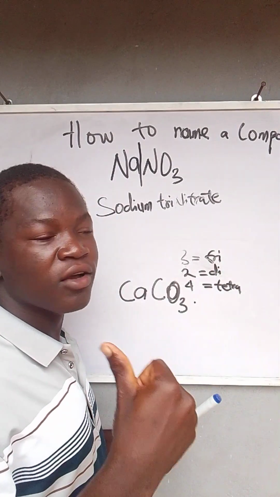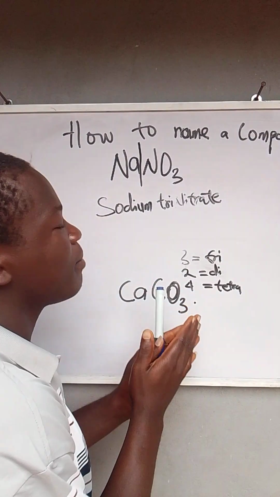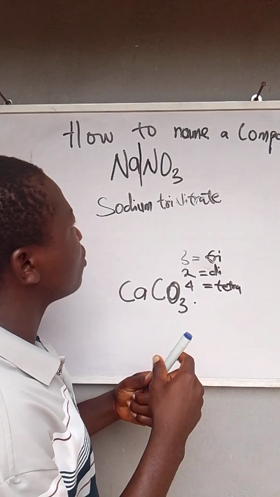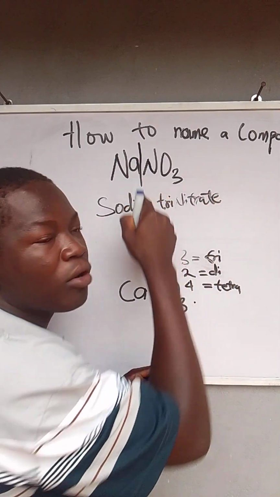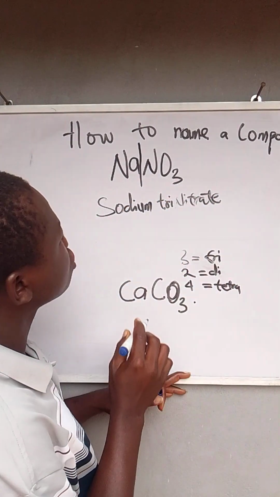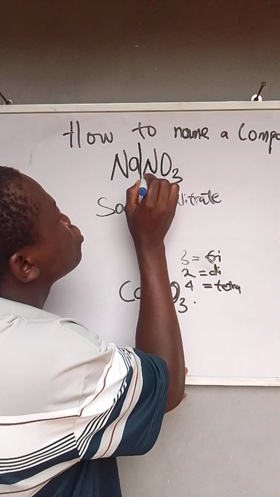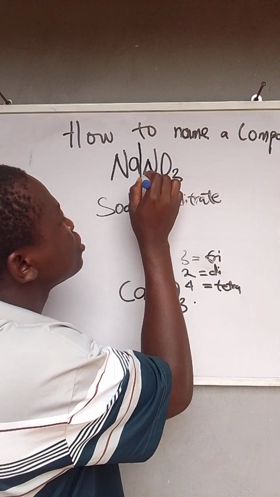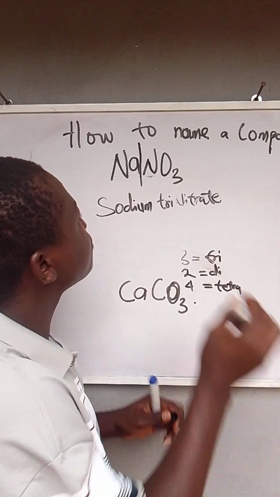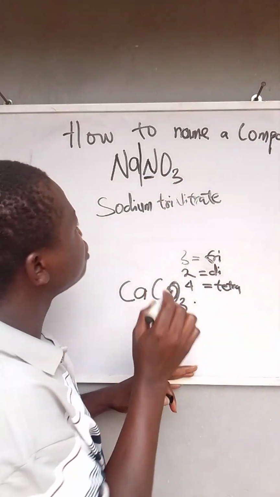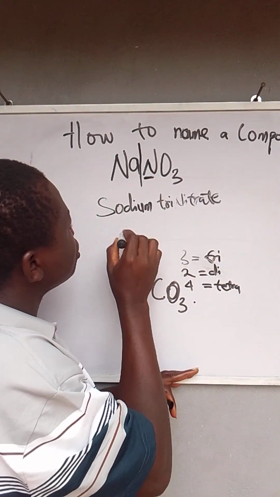If you have not watched my video on how to find the oxidation number of a compound, just go and watch it. The next step is to put the oxidation number of that compound. Look at how to find the oxidation number. What are you going to do? Just choose the middle element. The middle element there is nitrogen. So what are you going to do?